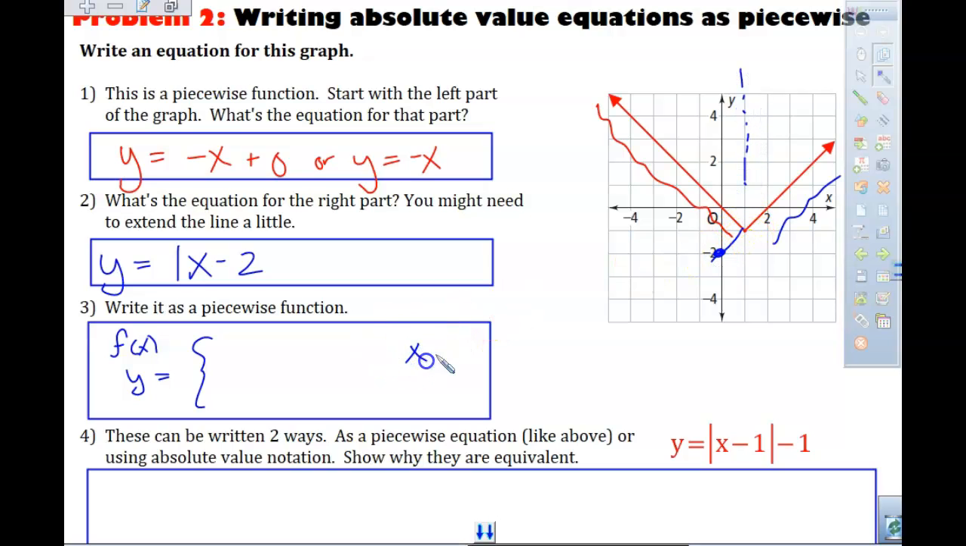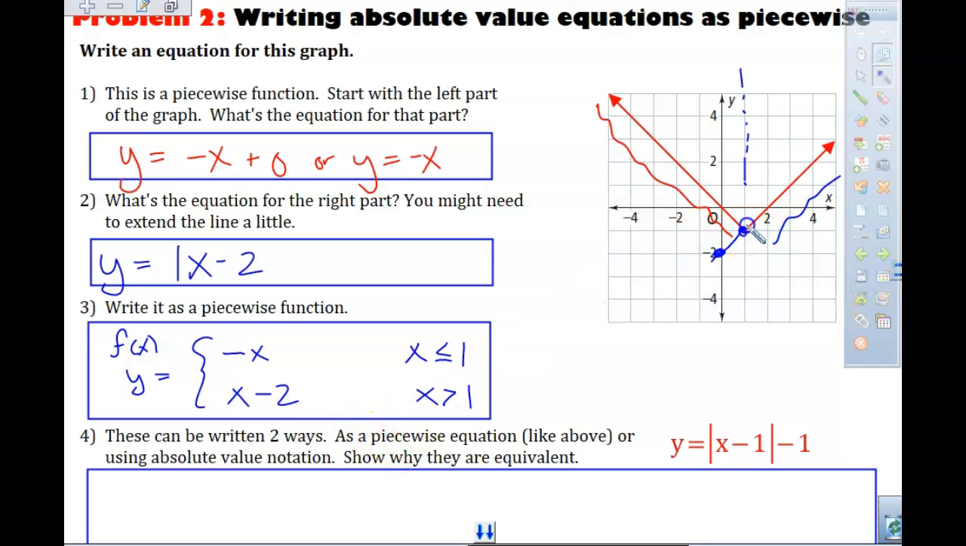At x equals 1, right? And when we take a look at this one, we might go x less than or equal to 1, and x greater than 1 for the 2 sides. The first one is going to be -x. The second one is going to be x minus 2.